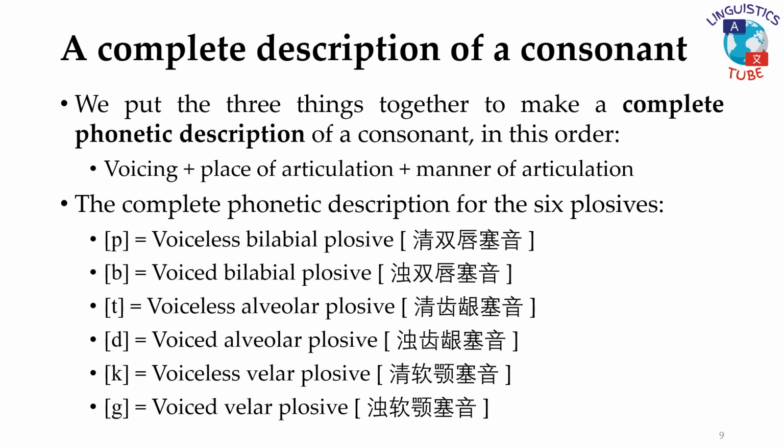So, we know that their manner of articulation is the same because they are all plosives. However, we can still put them into different groups, either based on voicing or on their place of articulation. In terms of voicing, P, T, K are all voiceless, whereas B, D, G are all voiced. In terms of place of articulation, P, B are both bilabial, T, D are both alveolar, and K, G are both velar.